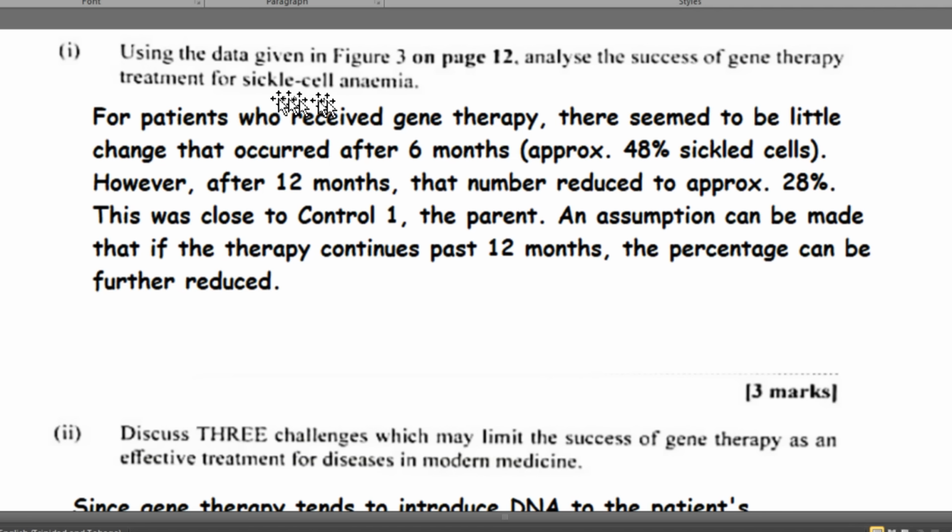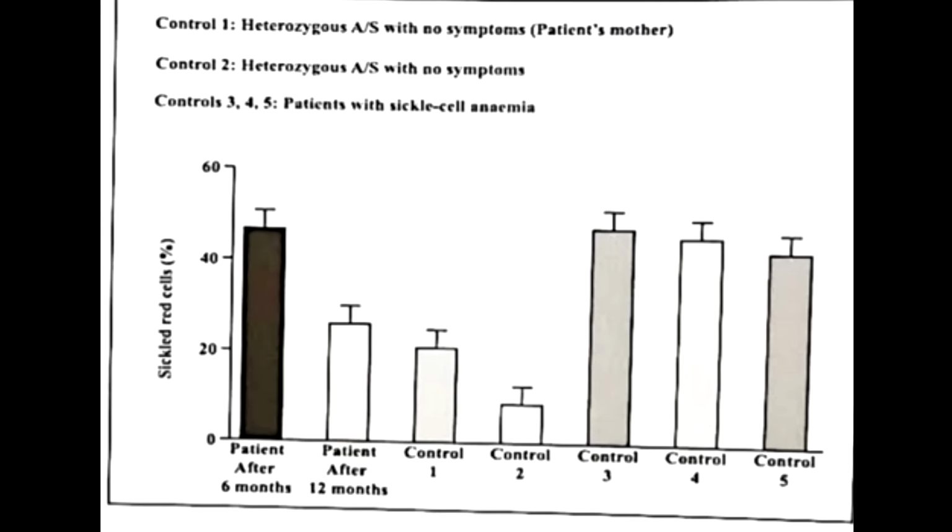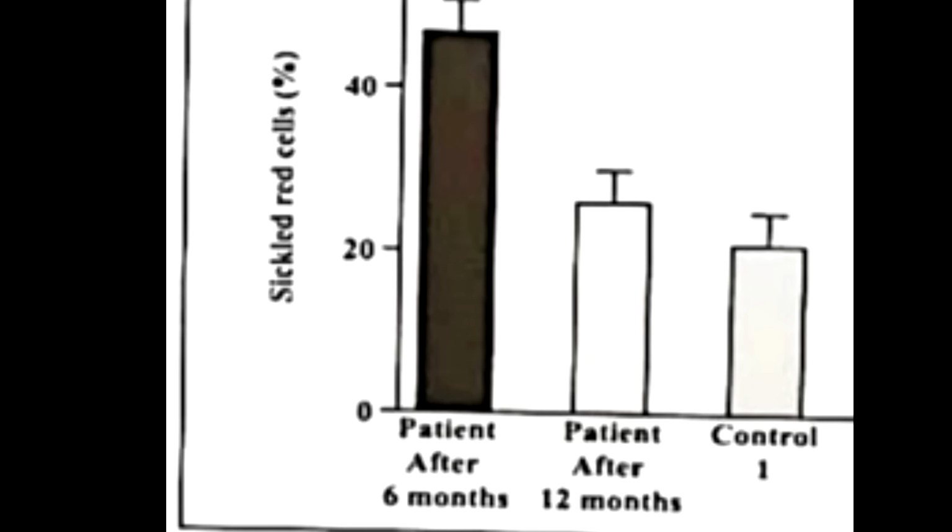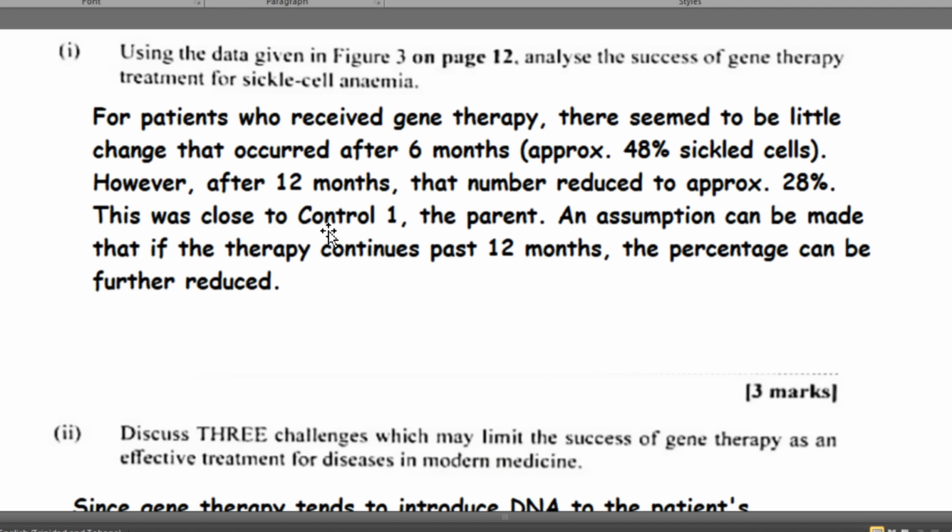So patients who receive gene therapy, there seemed to be little change that occurred after 6 months. Approximately 45 to 48% sickle cells were still there. However, after 12 months, that number reduced to approximately 25 to 28%. This was close to control 1, the parent, the patient's mother. An assumption can be made that if the therapy continues past 12 months, the percentage can be further reduced.